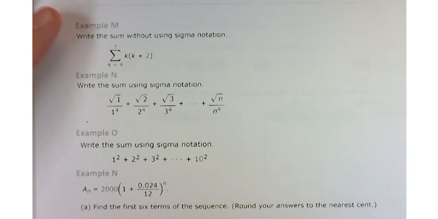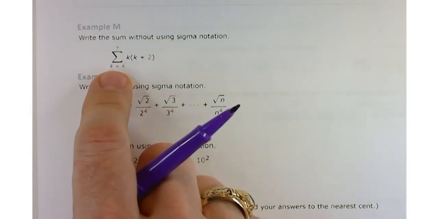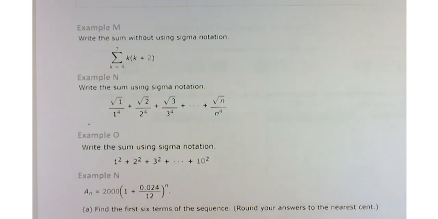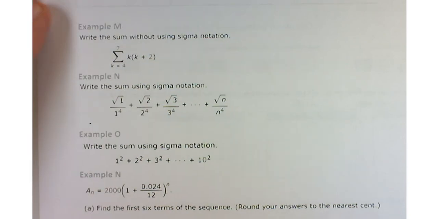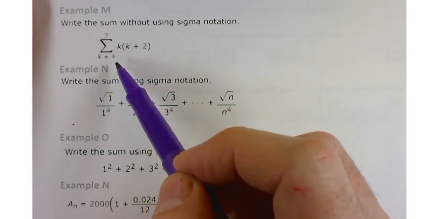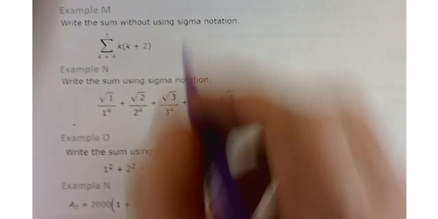So the next one looks like this. The sum from k equals 4 to 7 of k times (k plus 2). How many terms are there going to be in this summation? Three? Wait, so you gotta add 1. So it'd be 7 minus 4, which is 3, plus 1 is 4. So there's going to be 4 terms here.